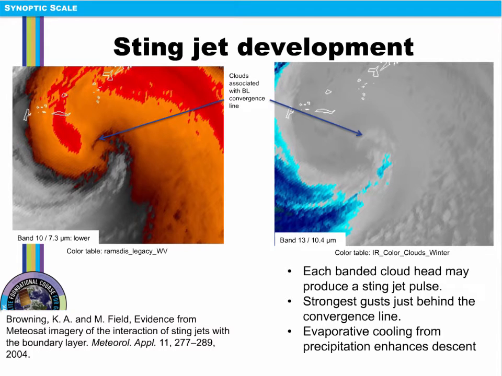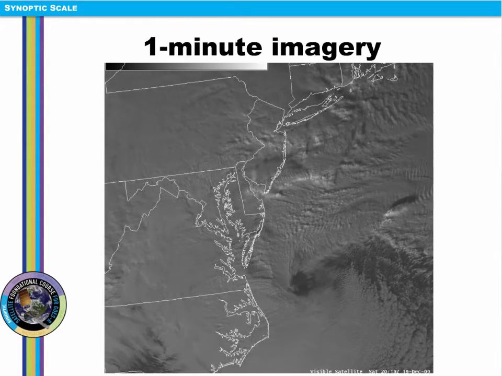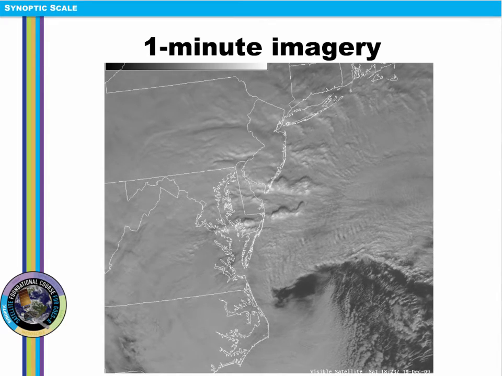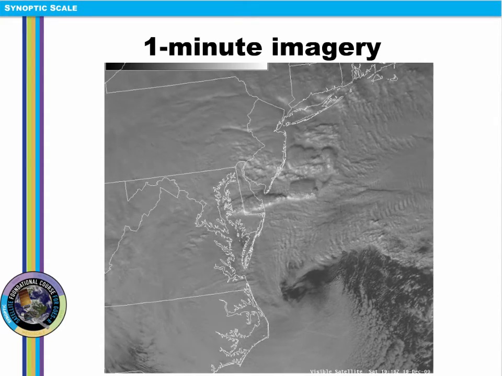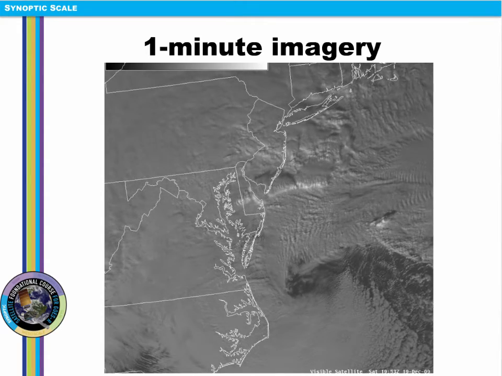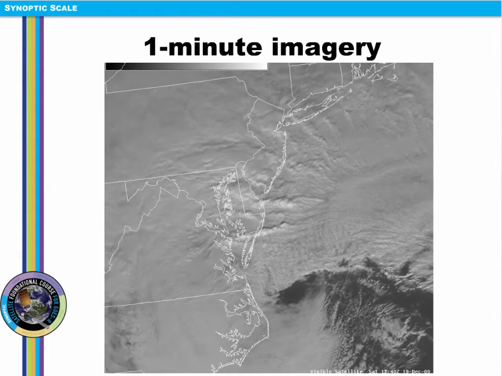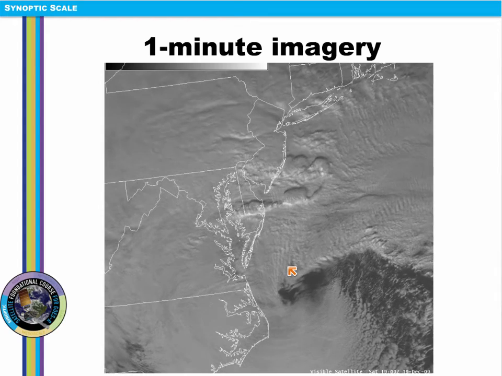Now we'll look at a few other low-level jet features with a focus on higher temporal resolution imagery that will be available with GOES-R, in particular 1-minute imagery. In this 1-minute visible loop of a developing cyclone off the east coast, note all the details we can see. Of note is the intense low-level jet on the northwest flank of the circulation.